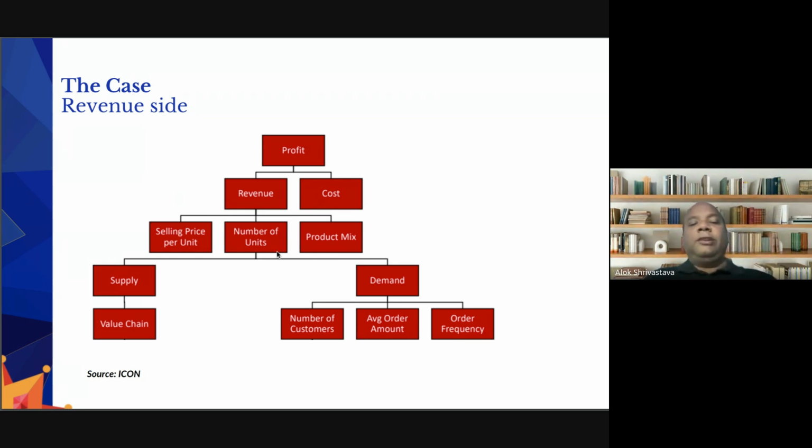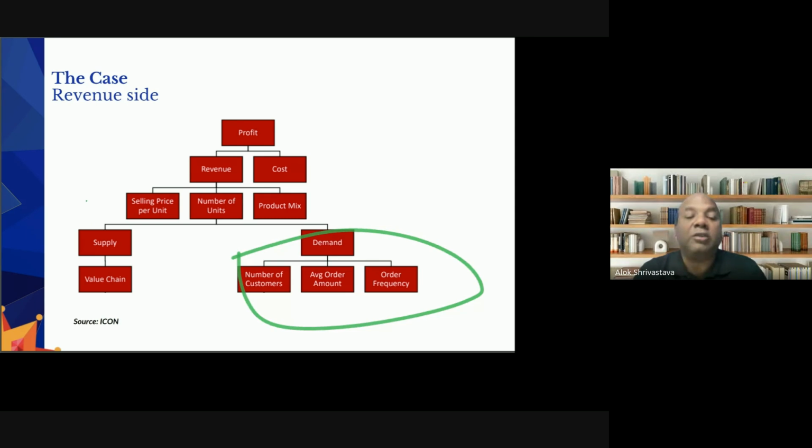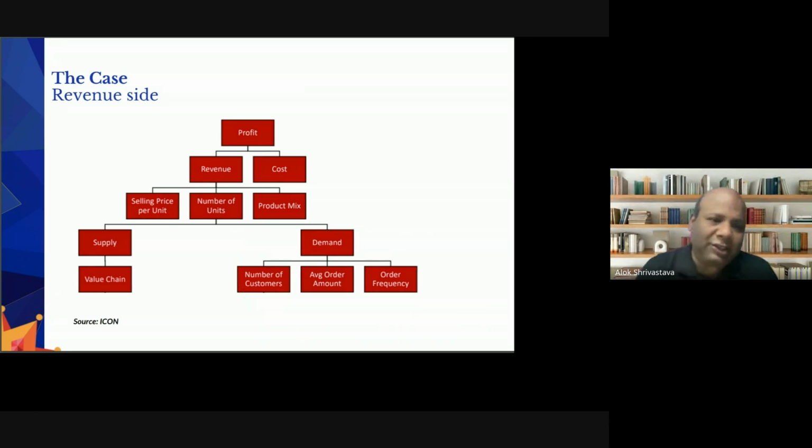Now, if you assume that selling price per unit is constant for a minute, the number of units sold will be dependent on either supply side issues or demand side issues. Demand, as you said, right? Either customers are not buying it, the number of customers has reduced, or their average order amount has reduced, or their order frequency has reduced, right? This could be the reason because of which demand has gone down. Versus there could be a supply side issue.